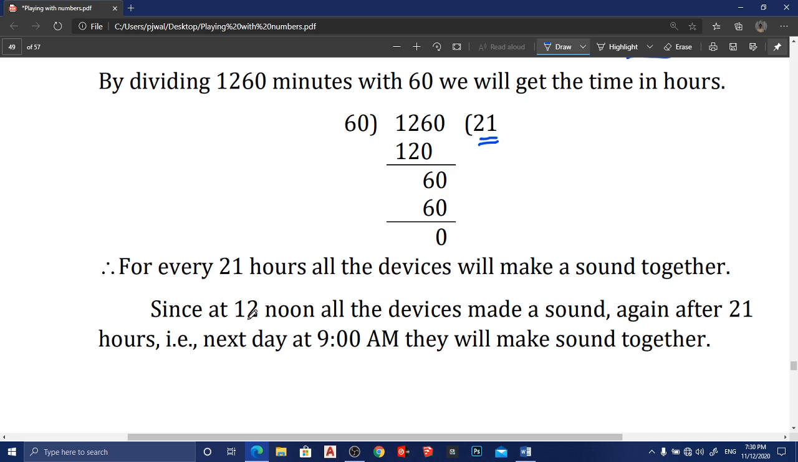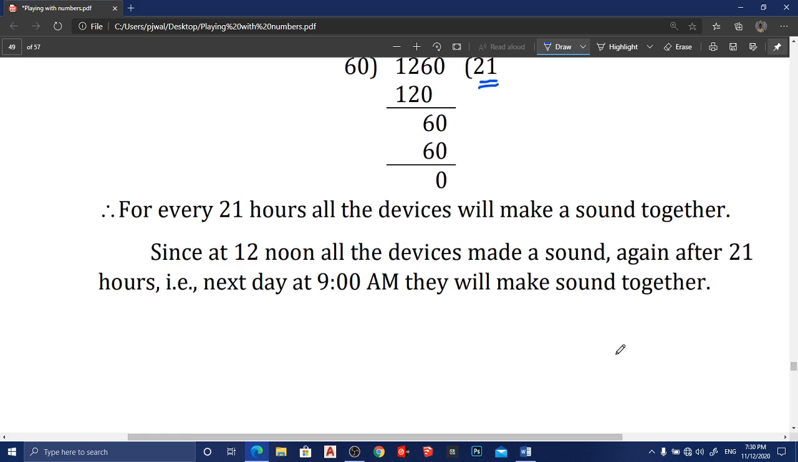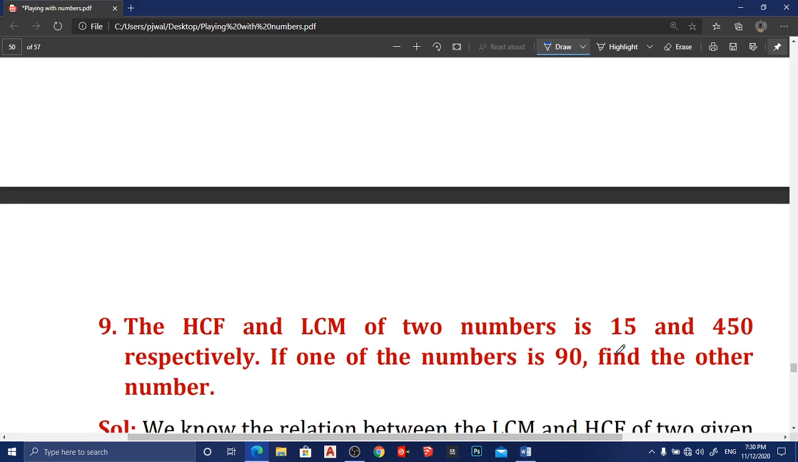Today afternoon at 12 they made a sound. After 21 hours, next day 9 a.m. it will come. Then they will make the sound together. Okay, this is the 8th problem.